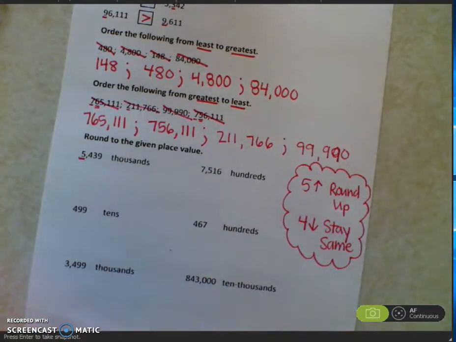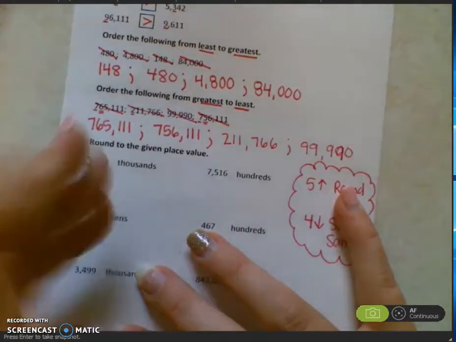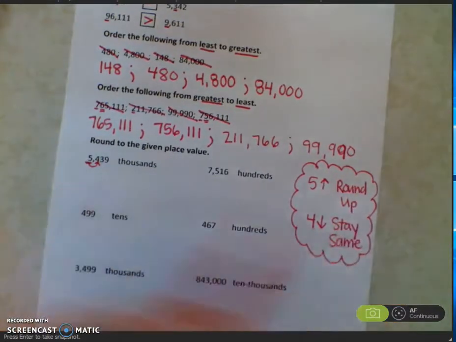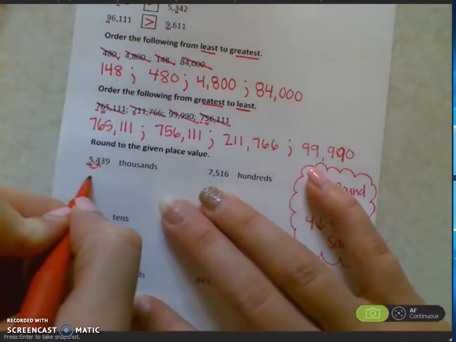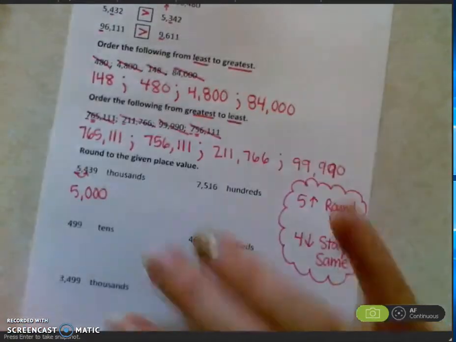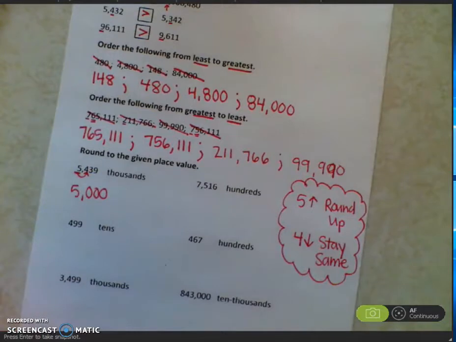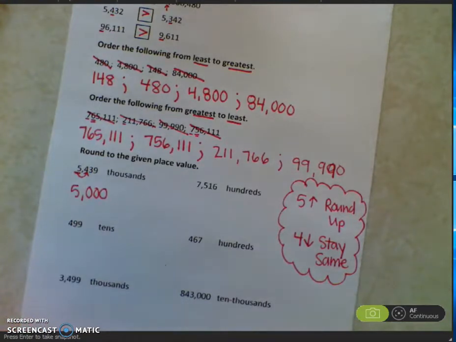That 5 is in the thousands place, and we're always going to look one number to the right. We're not going to pay any attention to the rest of the numbers. One number to the right. That 4 tells us to stay the same. So we're going to keep 5 the same, and we're going to make everything else zeros, so it's a pretty number of 5,000. To the closest thousand, it's closest to 5,000 instead of 6,000, so we round it to 5,000.